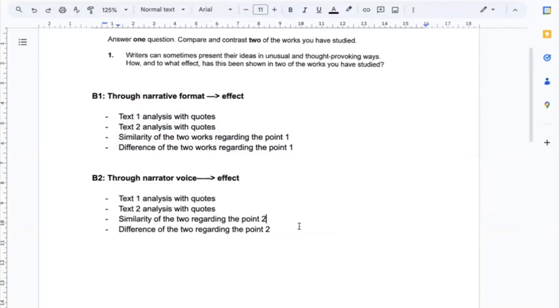In body 2, maybe I can choose to talk about narrative voices, such as the point of views used, such as first-person point of view or third-person omniscient. Those kinds of things can be analyzed.